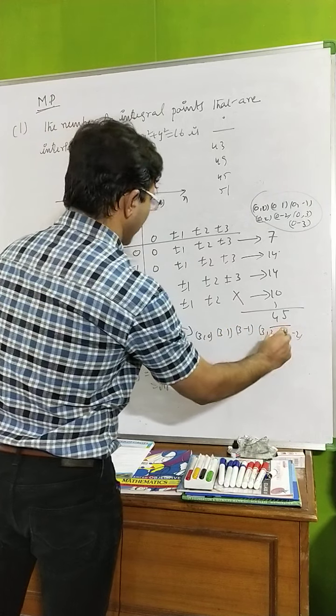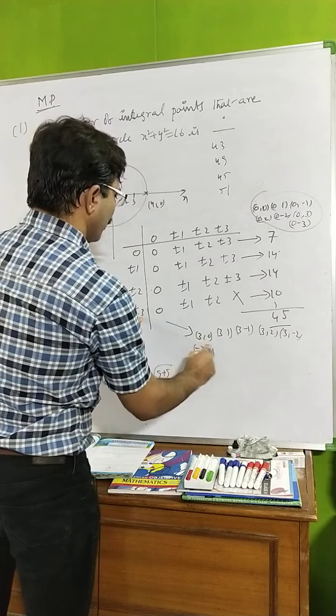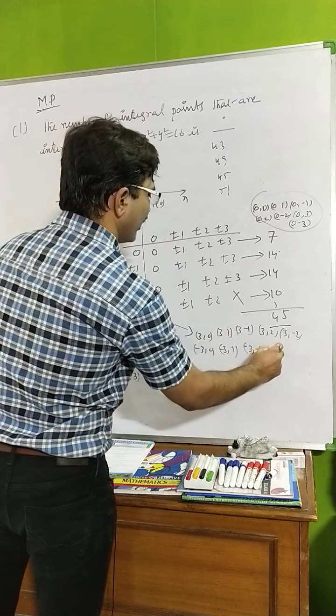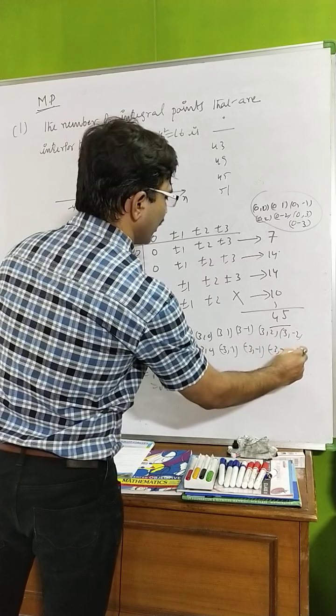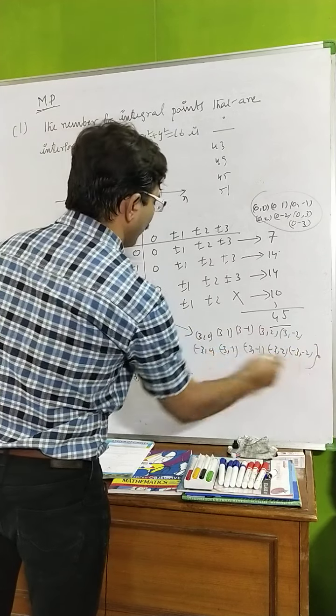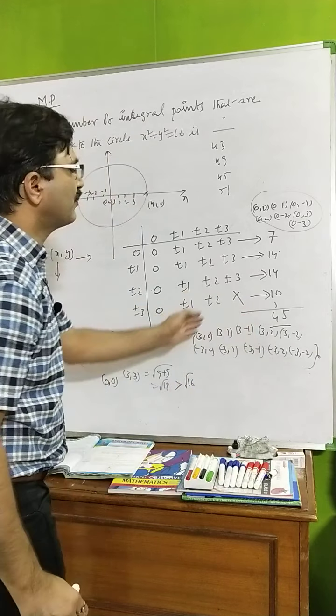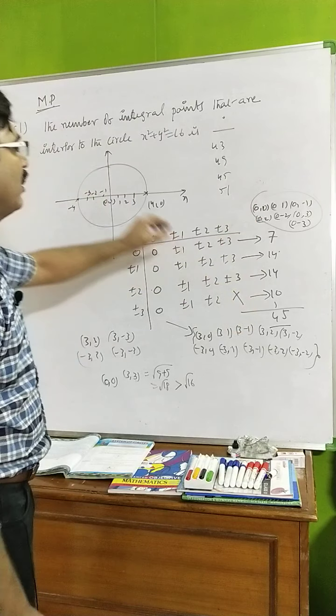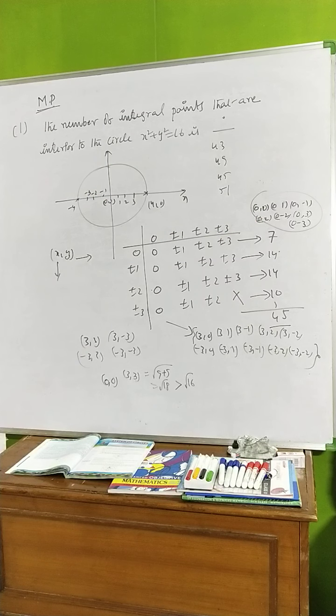(3, -2). Next one is (-3, 0), (-3, 1), (-3, -1), (-3, 2), and (-3, -2). You see this? 1 2 3 4 5, and these are 5. Overall what? 10 points are there or not? That's why I wrote 10. In the same way 14, 14, 7. So total what? 45. Like this we are going to find the number of points.